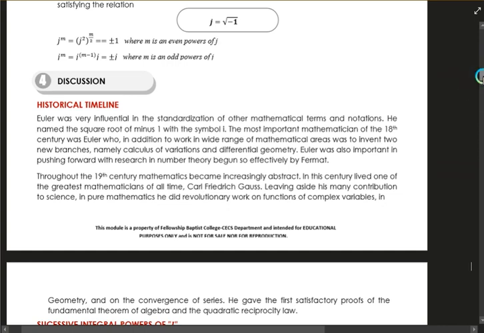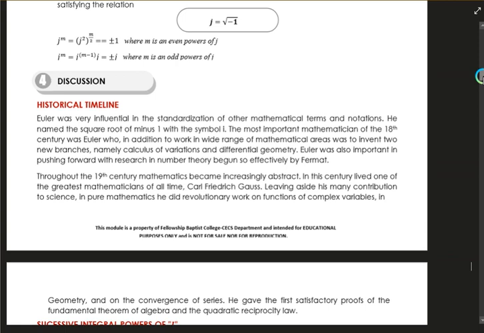Let's have a short historical timeline of complex numbers, and of things we can encounter in advanced engineering mathematics. Euler was very influential in the standardization of other mathematical terms and notations. He named the square root of -1 with the symbol I. But here, we are representing it with J.